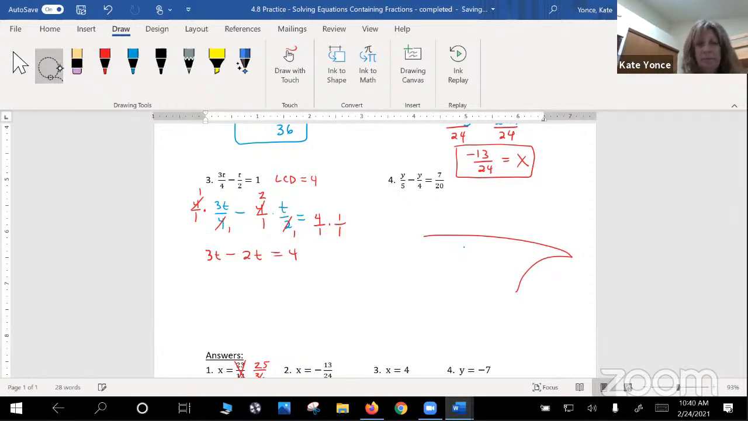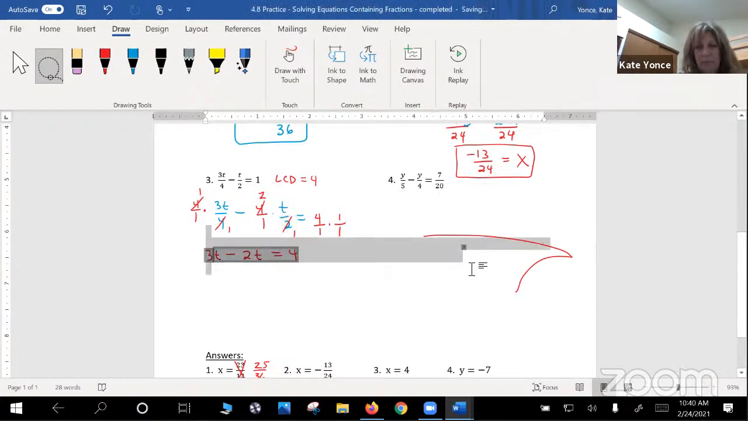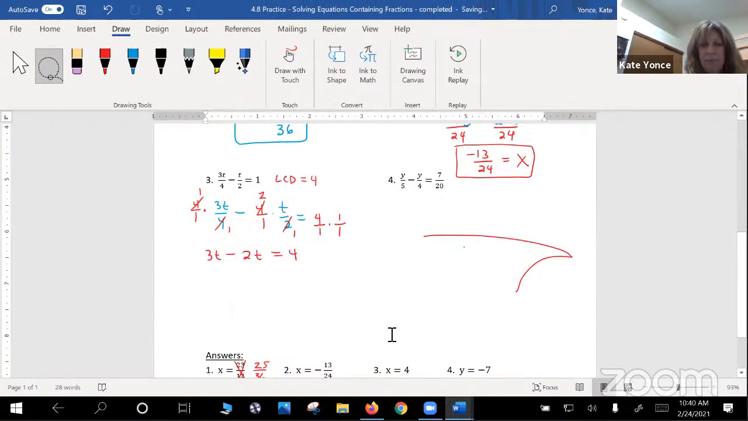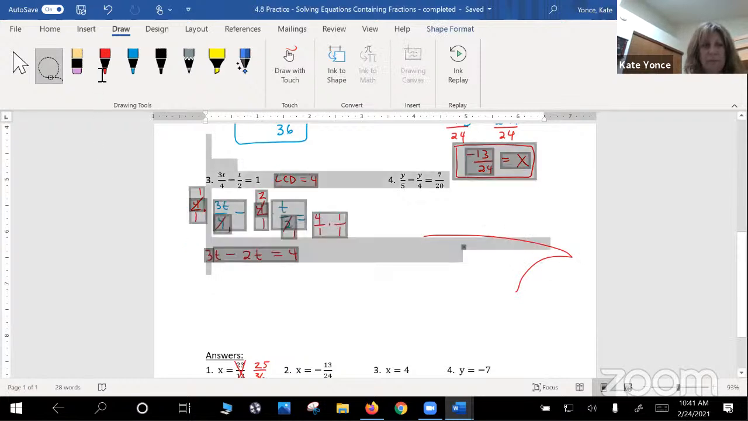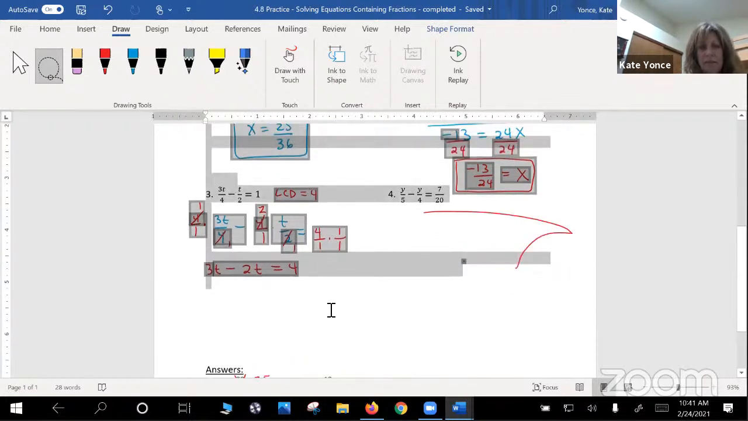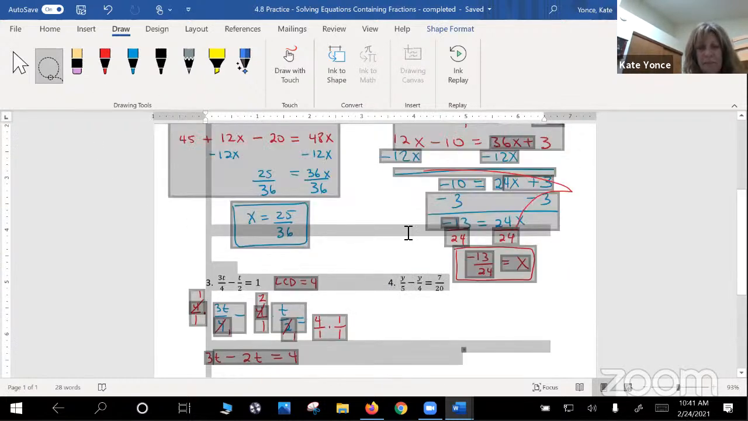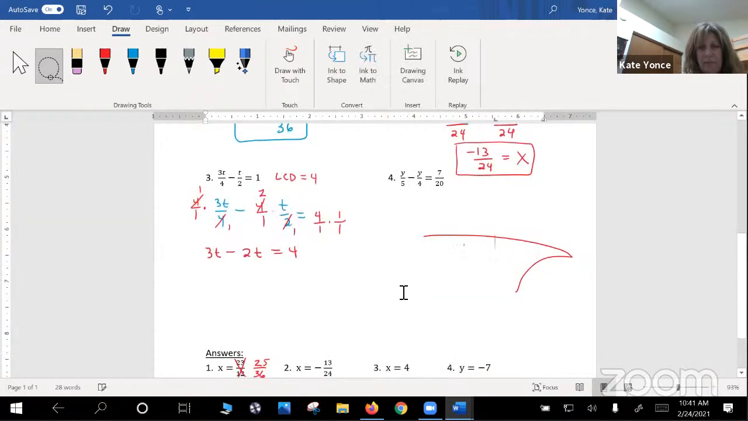So you would combine like terms, which is on the left. 3 minus 2 is 1. So t equals 4. I got 1t equals 4, basically t equals 4. How does that sound, Miss Yancy? Yeah, that's good. All right, on to the next.